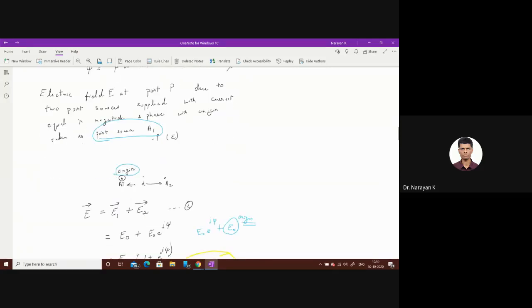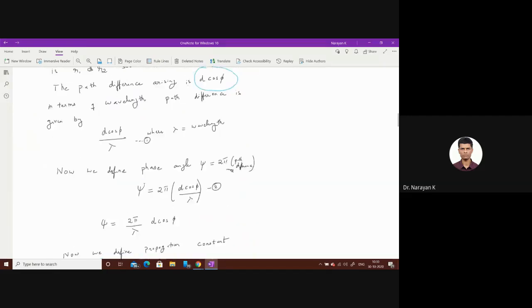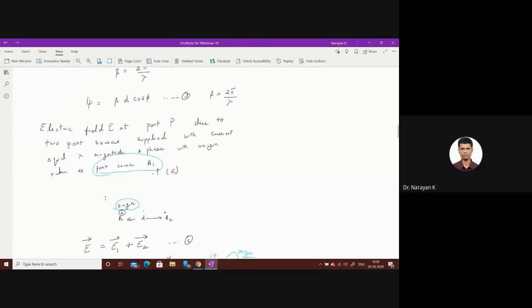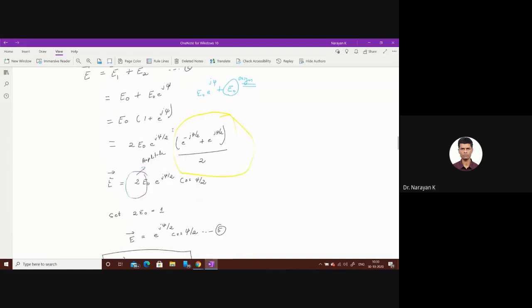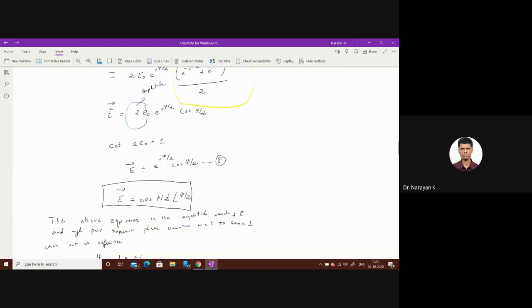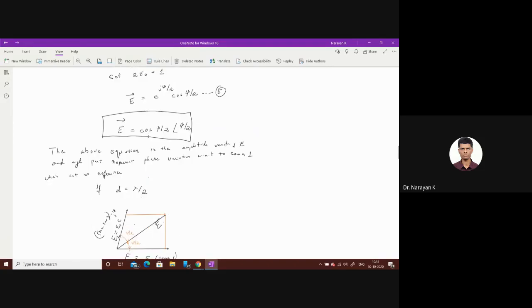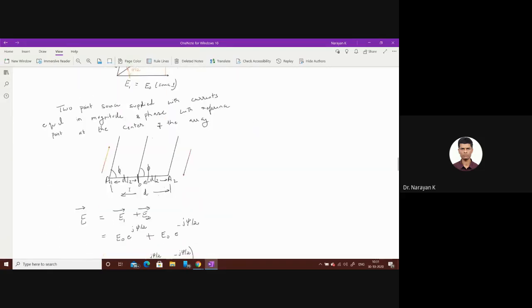We have taken the reference point at the origin. The electric field is E naught, because at the origin you will not have a phase shift. Then at the second source you will have a phase shift of e raised to the power j psi. With some mathematical manipulation and derivation, we got e raised to the power j psi by 2 into cos psi by 2, that is, cos psi by 2 and angle psi by 2. The angle psi by 2 is rotating with respect to your origin. This is the vector diagram for that.